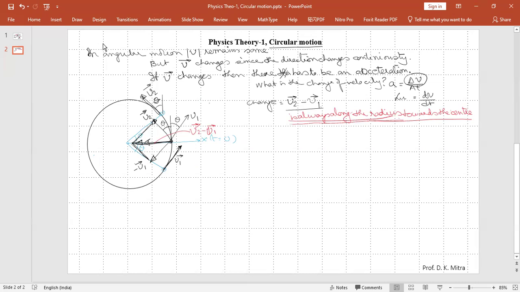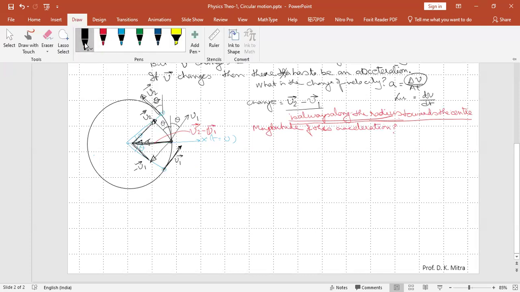Now we have found out the direction. What is the magnitude of this acceleration? This magnitude we have not yet decided. We have to now find out the magnitude, right?